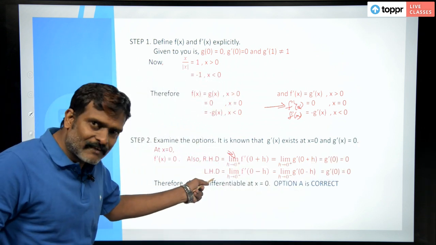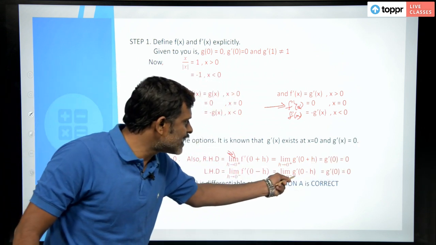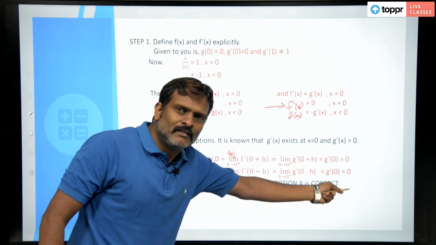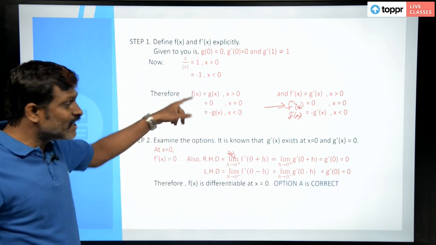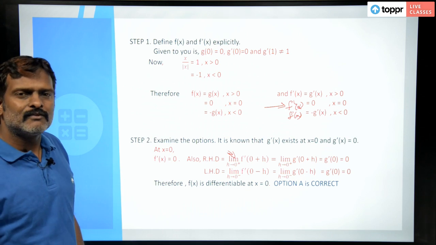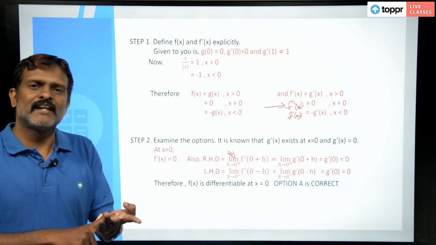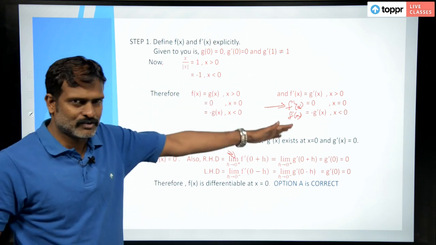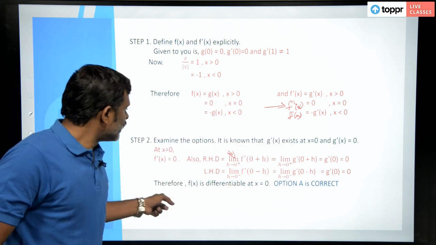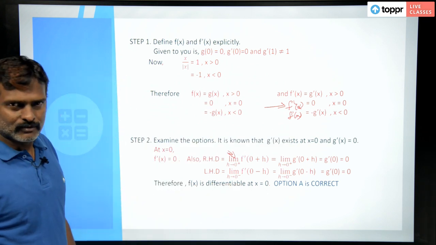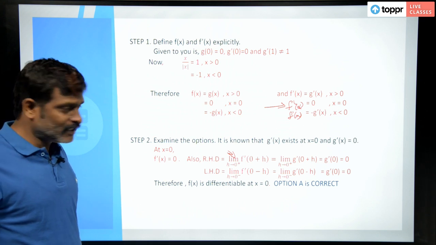Even the left derivative is g dash of 0, which is equal to 0, because from the left and right g is differentiable at x equal to 0. That means g dash exists at 0, and since f is equal to g, we can say that f of x is differentiable at x equal to 0. Is this clear?